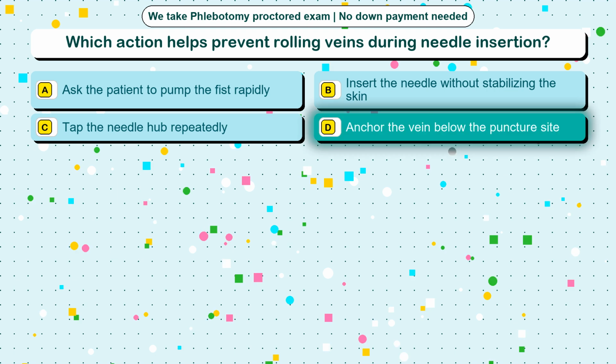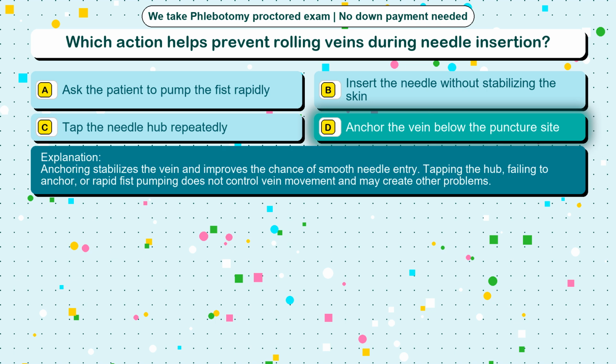The correct answer is option D, anchor the vein below the puncture site. Anchoring stabilizes the vein and improves the chance of smooth needle entry. Tapping the hub, failing to anchor, or rapid fist pumping does not control vein movement and may create other problems.